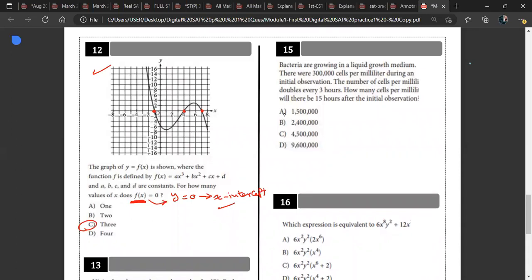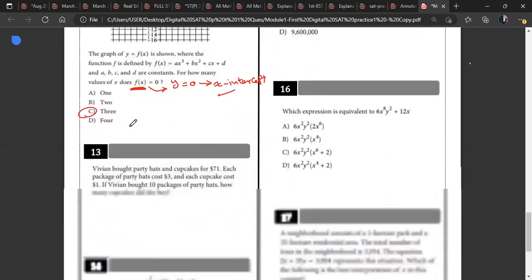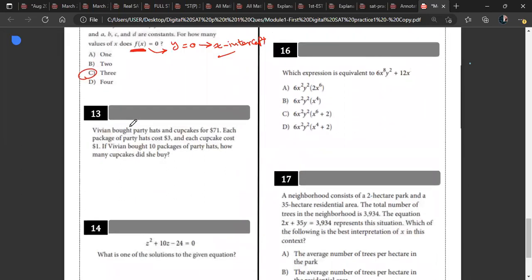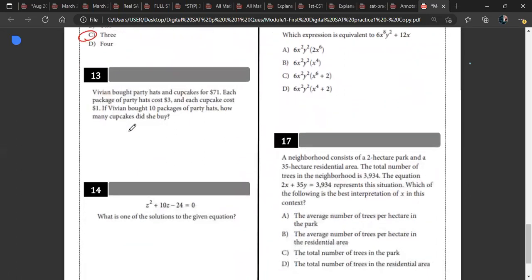Okay, let's complete question number 13. Okay, in this question here, question number 13, it says Vivian bought party hats and cupcakes for $71. Each package of party hats costs $3 and each cupcake costs $1. If Vivian bought 10 packages of party hats, how many cupcakes did she buy?